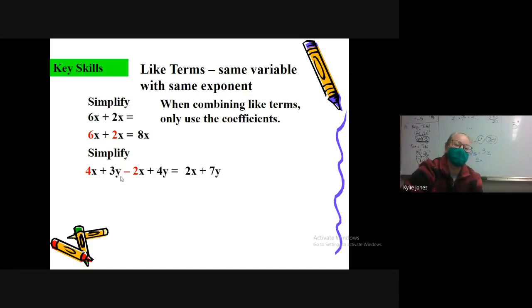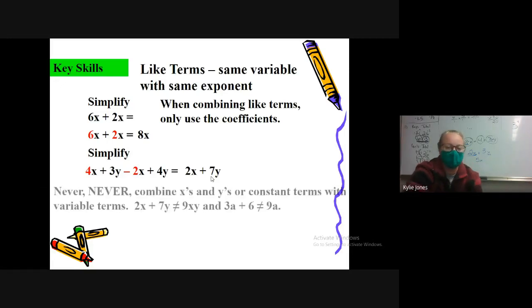And then you have your y's. You can combine the two y's together. This is a positive 3 plus 4. 3 plus 4 is 7. That's where they get 7y. So you're just adding and subtracting these numbers together, and the variable stays the same once you're done adding and subtracting them.